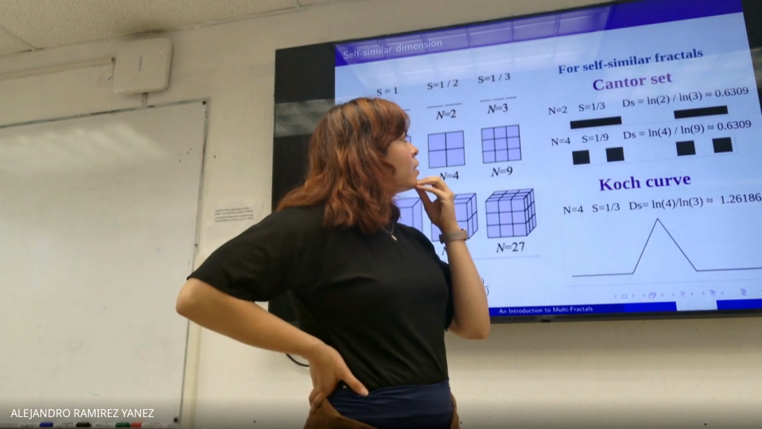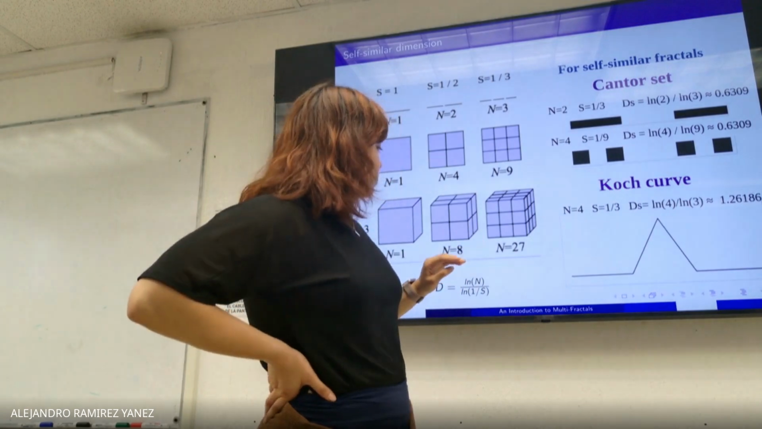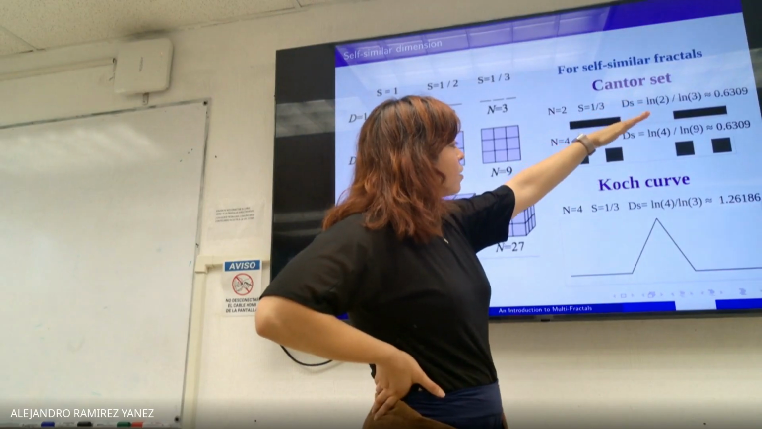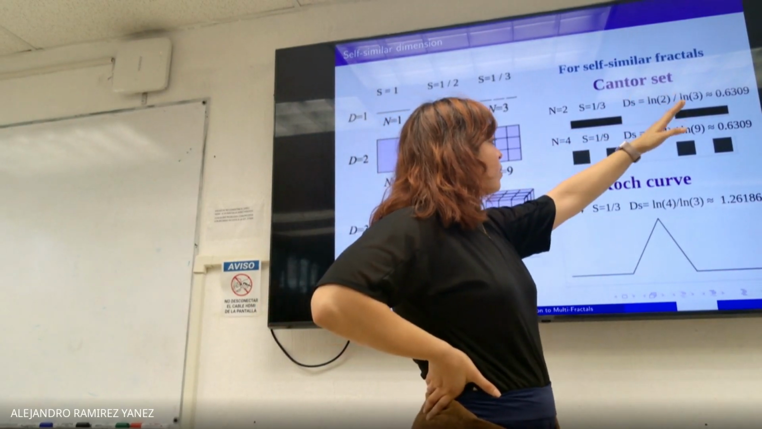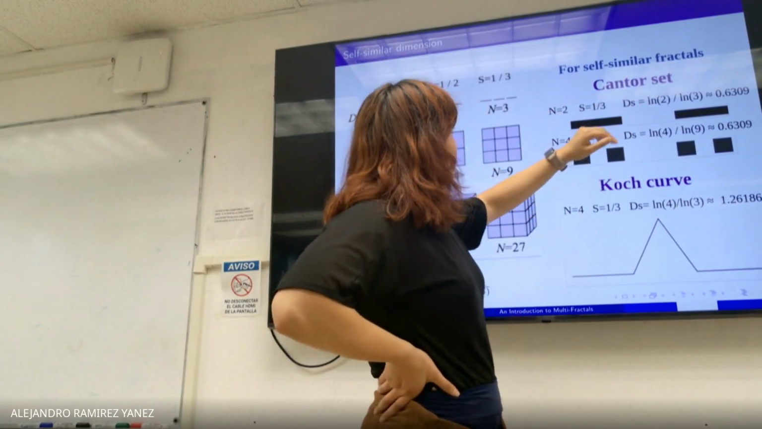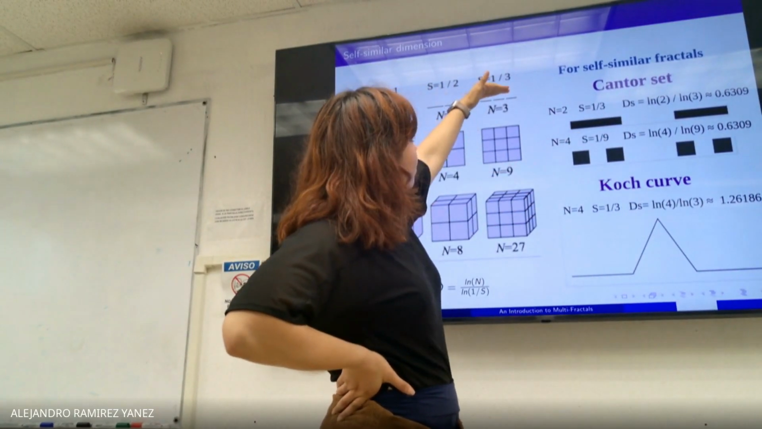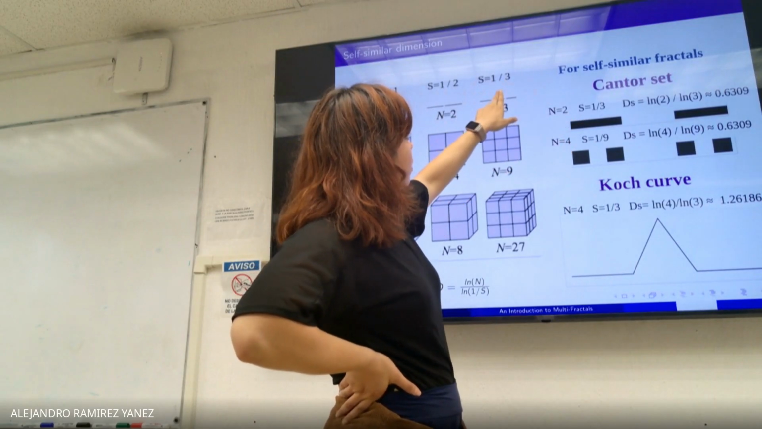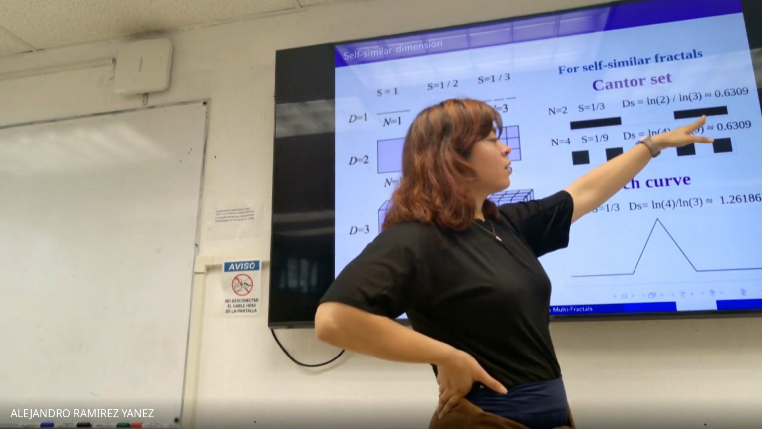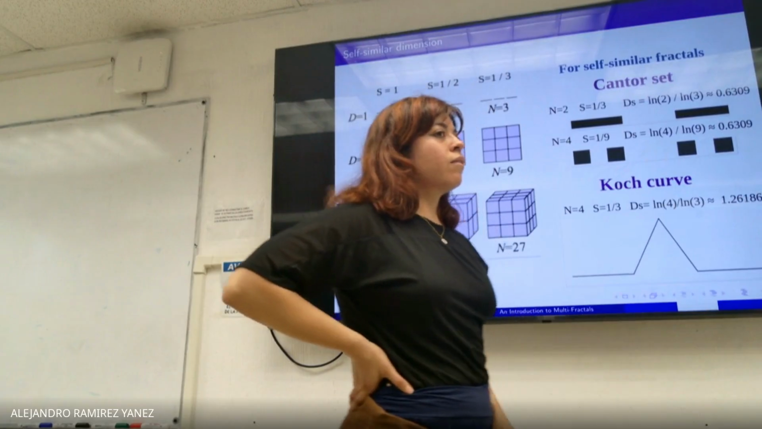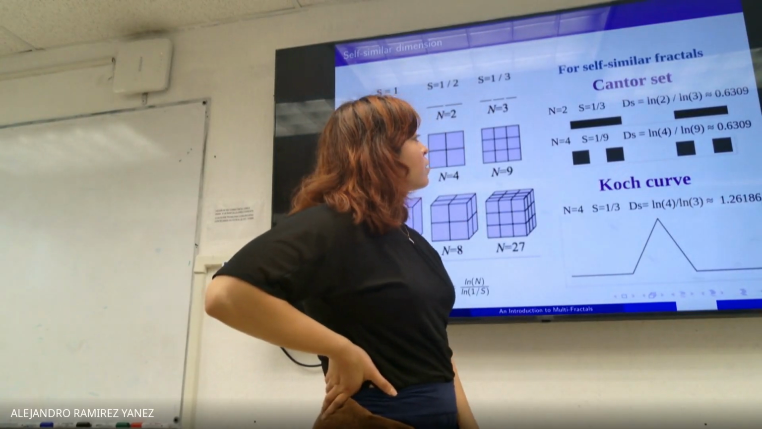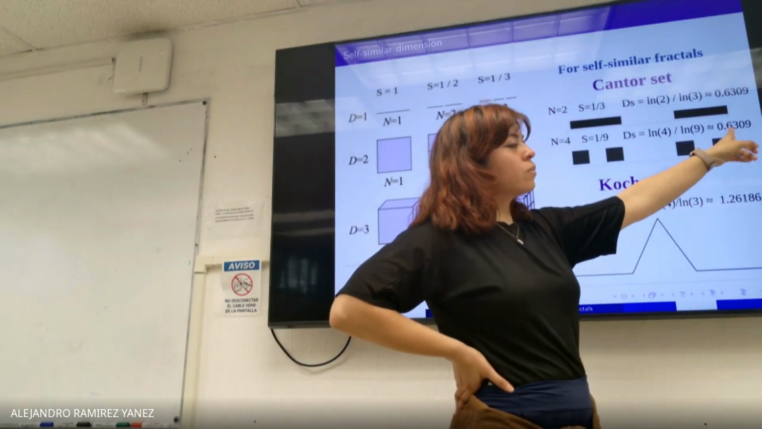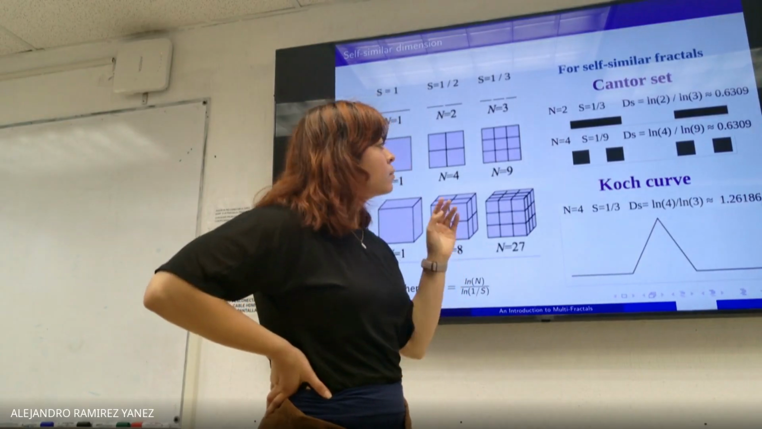Well, now, for the Cantor set, for example, we have the solid line, and we divide it in 3, and we remove the middle. Then S is equal to 1/3, and we have just 2 masses. And this will give us the fractal dimension. If we make more iterations, the fractal dimension will be the same.